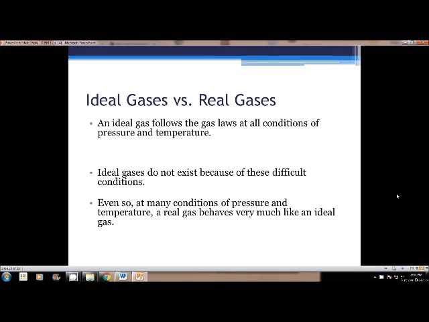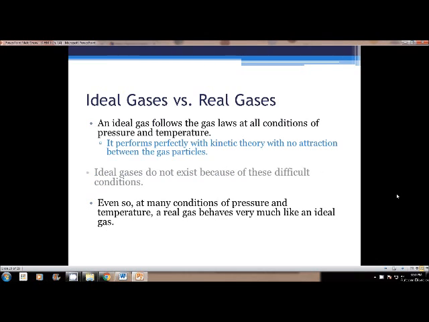We have the PV equals nRT equation, but that doesn't always happen in real life. It doesn't happen at every condition. It performs perfectly when it does happen, with no attraction between the particles, but ideal gases don't exist because it's very difficult to achieve that.